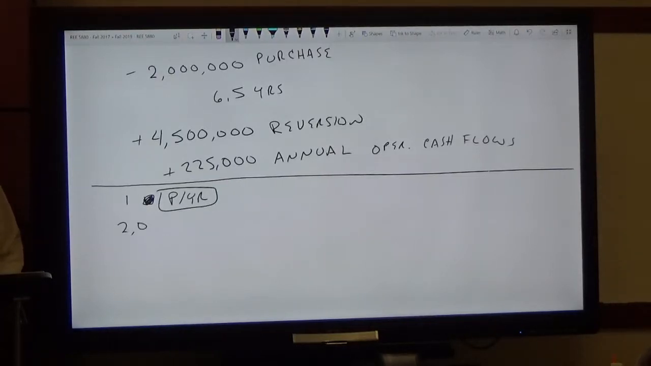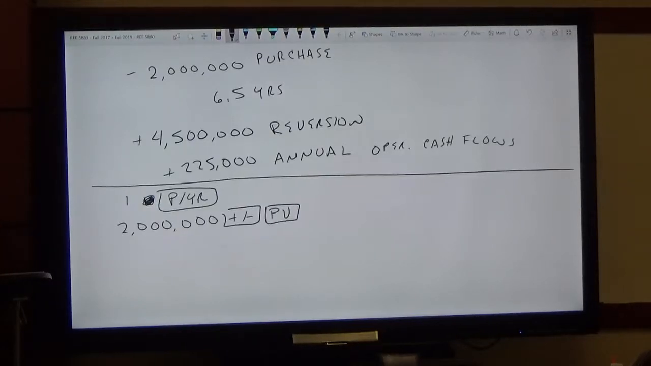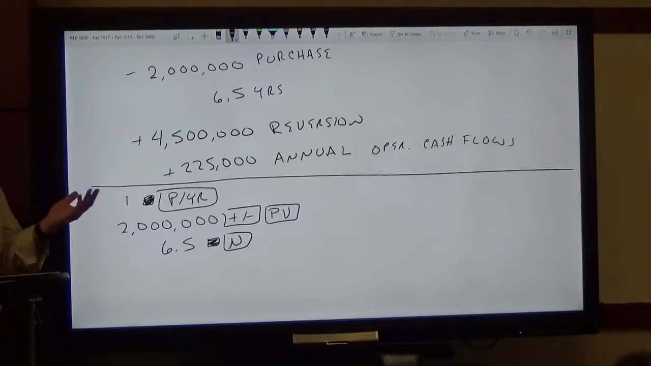$2 million as a negative present value. Okay, so change the sign. Then we can put in 6.5 years as our term. And here, we can put it in either as 6.5 shift in or just 6.5 in, either way, because it's one payment per year, all right?